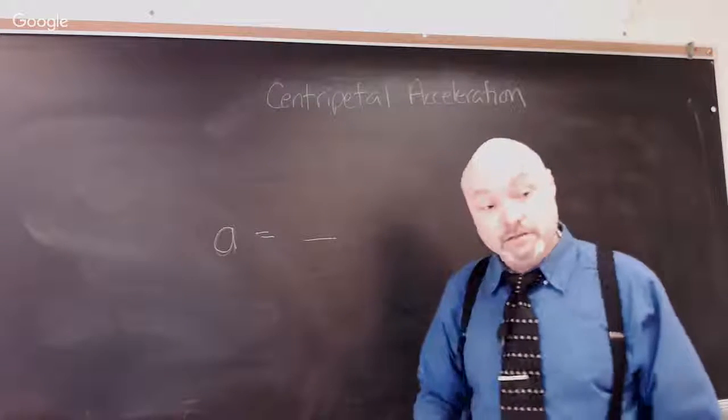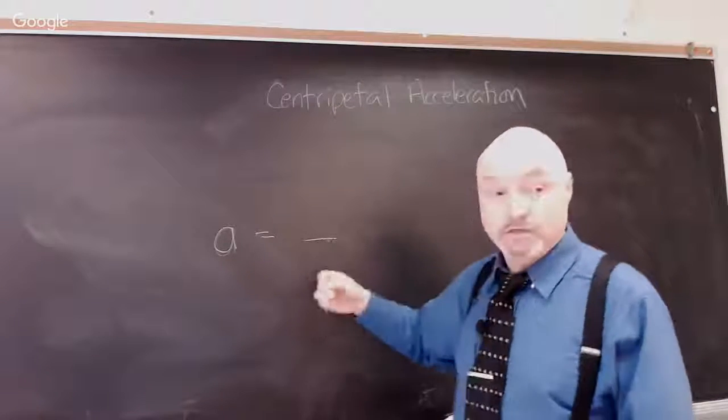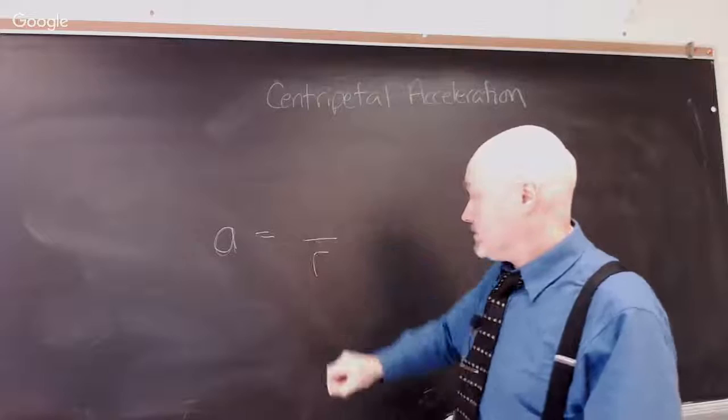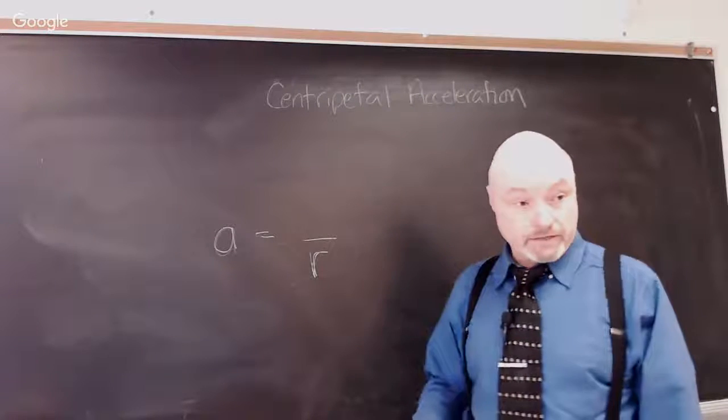It's actually inversely proportional to the radius. So if I double the radius, I'll actually reduce the acceleration by half. And so it is inversely proportional to r, which is the radius of the circle.